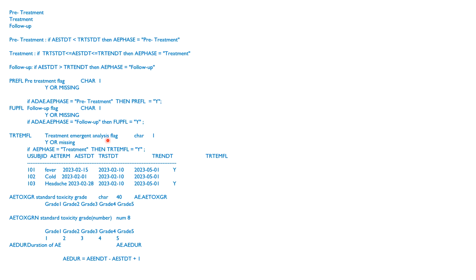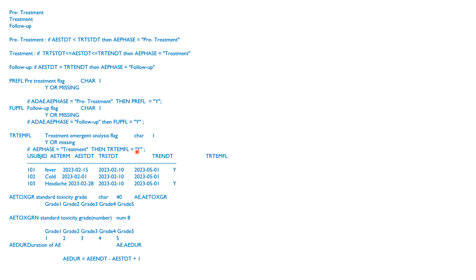Okay. So here you can see some flags we have also derived, like PRFL pre-treatment flag, FUFL follow-up flag, and TRTEMFL treatment emergent flag. Here we have derived three flags based on the AE phase variable. If AE phase is pre-treatment, then the flag will be Y, or else missing. If AE phase is follow-up, then the FUFL flag equals Y. Then treatment emergent flag: if AE phase is treatment, then the treatment emergent flag equals Y.